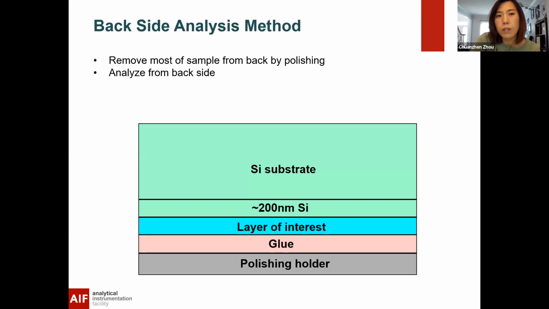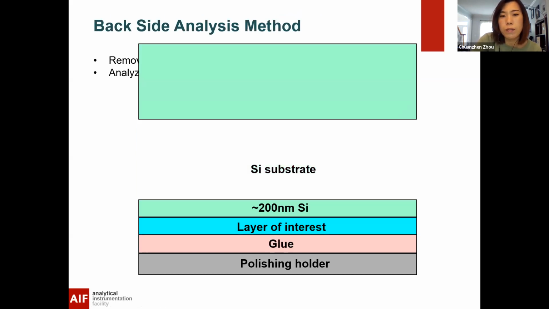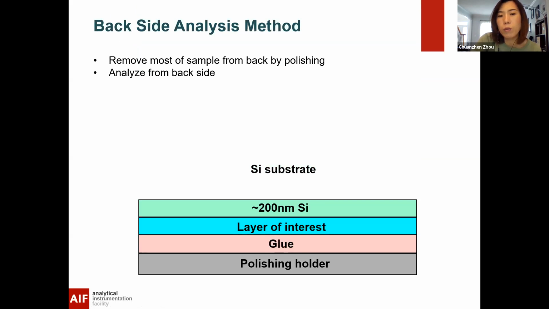However, if we do a backside polish, which means you polish from the back, you polish away most of the silicon substrate and leave about 200 nanometers of silicon on top. Then the ion beam comes through here, you sputter from the silicon surface, which is the backside, and you reach the layer of interest first, without any disturbance from the top layer. Then we can see you actually get totally different results.